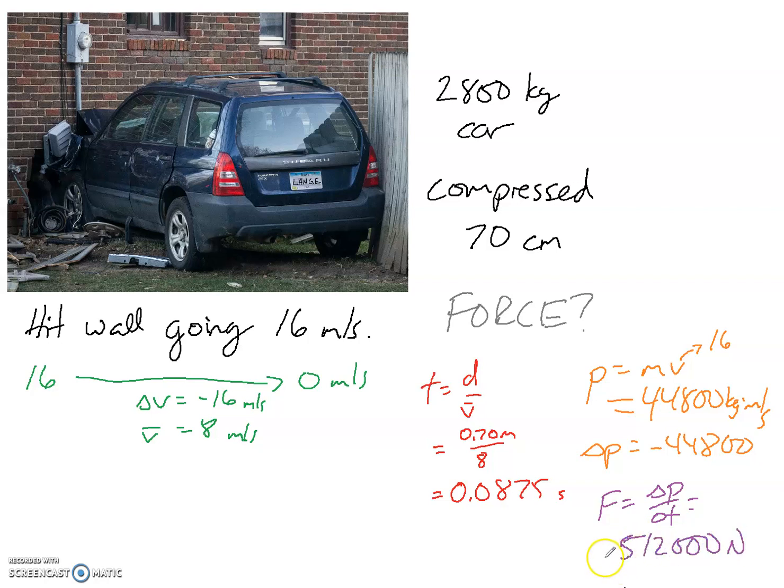And that would give me about 512,000 newtons. And I'm going to call that a negative force because it is slowing the car down, it is stopping the car. So we're going to say negative 512,000 newtons to stop the car when it hit the wall. Now again, you could have used the actual change in V, the negative 16, divided by the time that we found over here in order to find the acceleration to then find the force, but this is another way to do it as well.